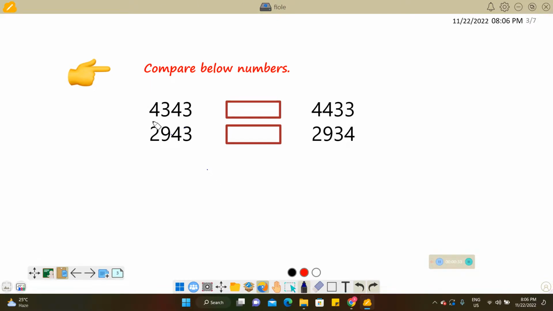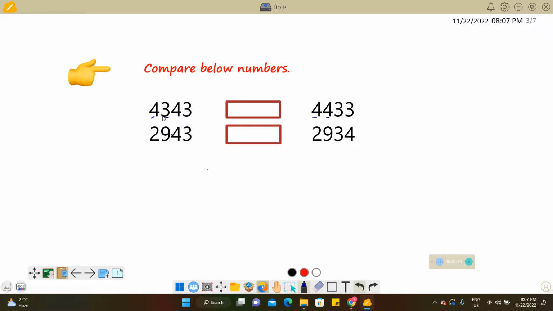So what is the higher place here? Here the higher place is thousands in both the numbers. So let's compare the face value of both the thousands. Here if you see, both have 4 in the thousands place. So let's move on to the next digit. Whenever they are equal, we have to move on to the next place. So again the face value of hundreds in both the numbers are not equal. So which is greater? 3 or 4? 300s are greater or 400s are greater? Definitely 400s are greater.